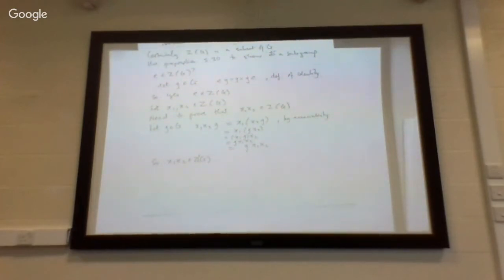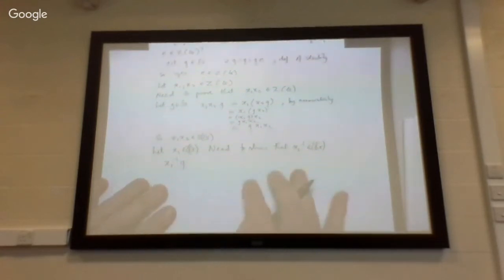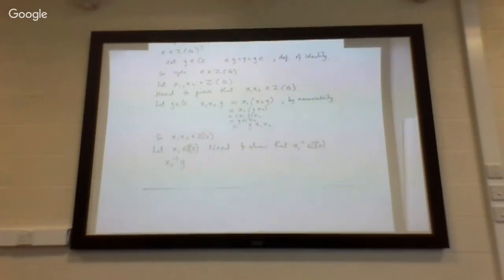Next, we must show that inverses are around. So you let x1 be an element of the center. You need to show that x1 inverse is also present in the center of G. In order to show that, I have to show x1 inverse commutes with everything. So I need to consider x1 inverse multiplied by g, and I somehow must build a chain of equations that ends with g x1 inverse on the other side.